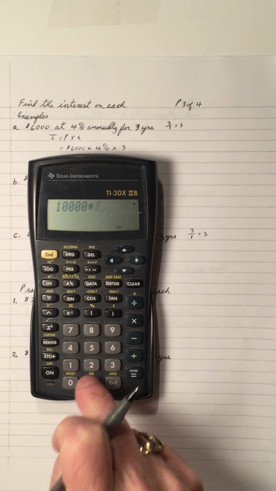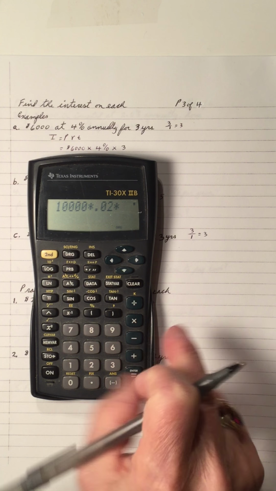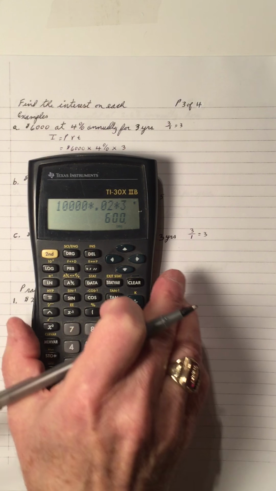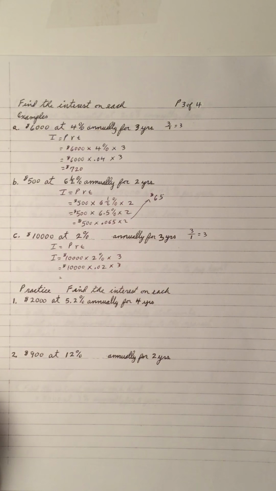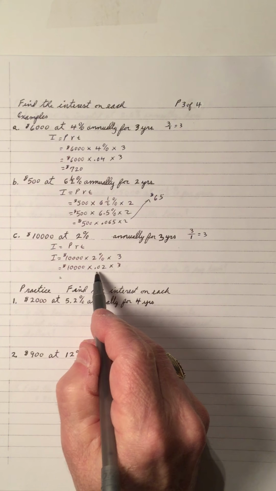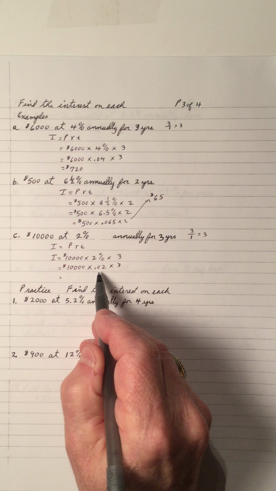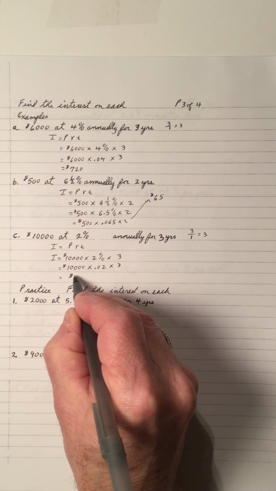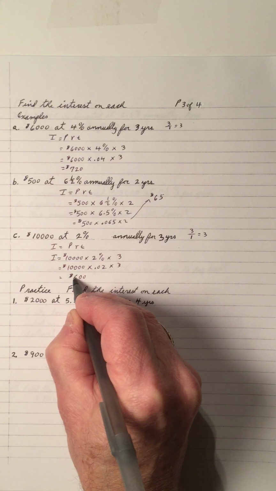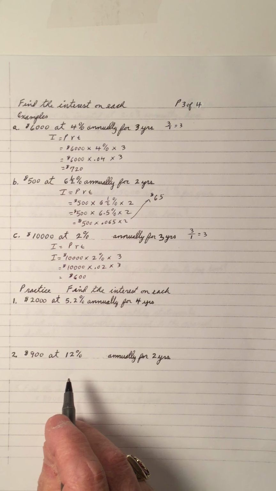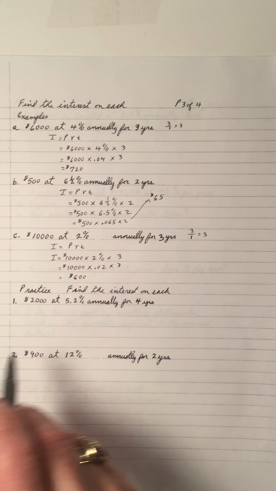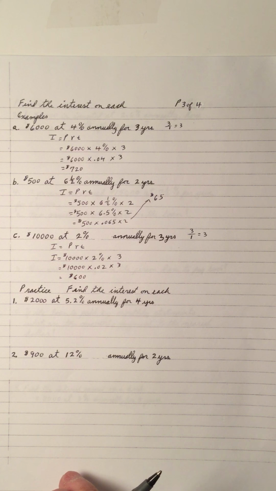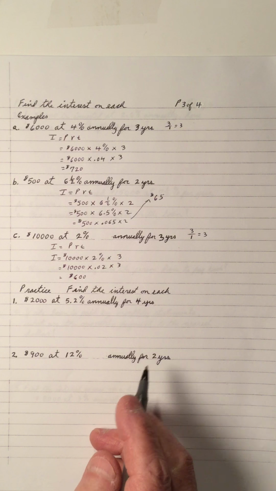$10,000 times decimal 0.2 times, and it's 3 years. And I get $600. So 10,000 times decimal 0.2 times 3. So what I'm doing now is I'm checking my calculator and everything is right. So I get $600 interest on that time period for that amount of money. So what you can do now, all the problems that are going to occur now are practice. So you work them out first and then come back to see if you're right.